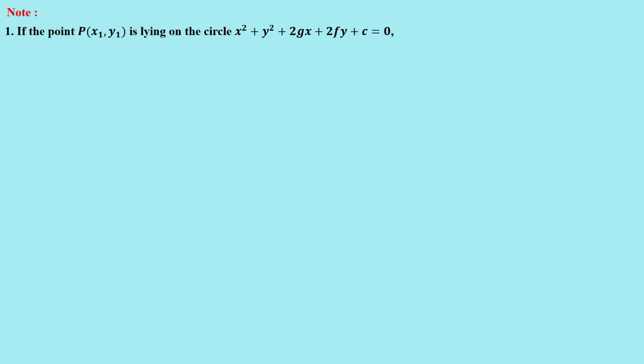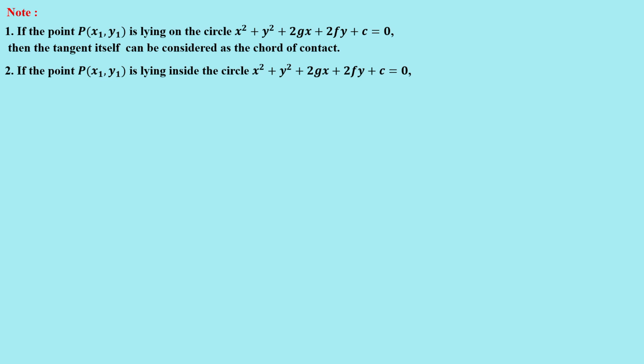Note, if the point P(x1, y1) is lying on the circle 1, then the tangent itself can be considered as the chord of contact, right? If the point P(x1, y1) is lying inside the circle, then there exists no chord of contact.